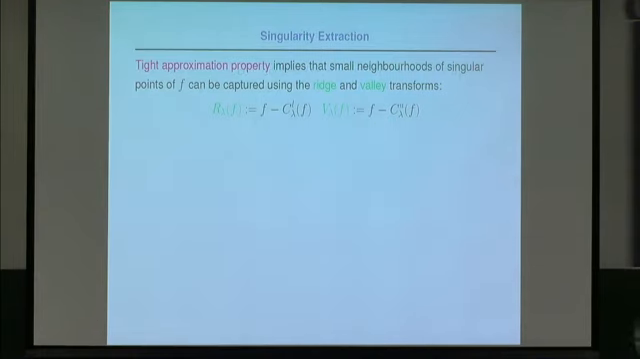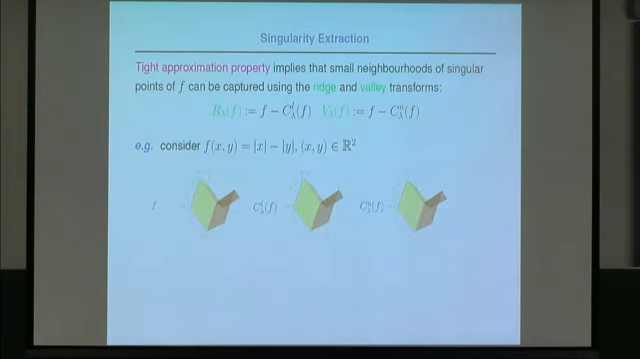Okay. And so the key idea is the following: the tight approximation property allows you to detect singularities by taking the difference between the original function and one of the transforms. This is the key idea. In particular, we can capture different kinds of singularities using what we define to be the ridge and the valley transforms. The first one is when you take the function minus the lower transform, and the second one is when you take the function minus the upper transform.